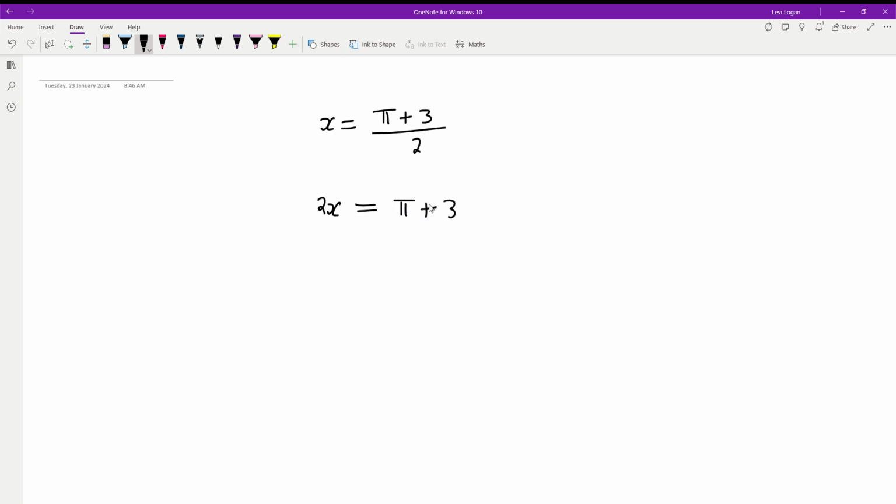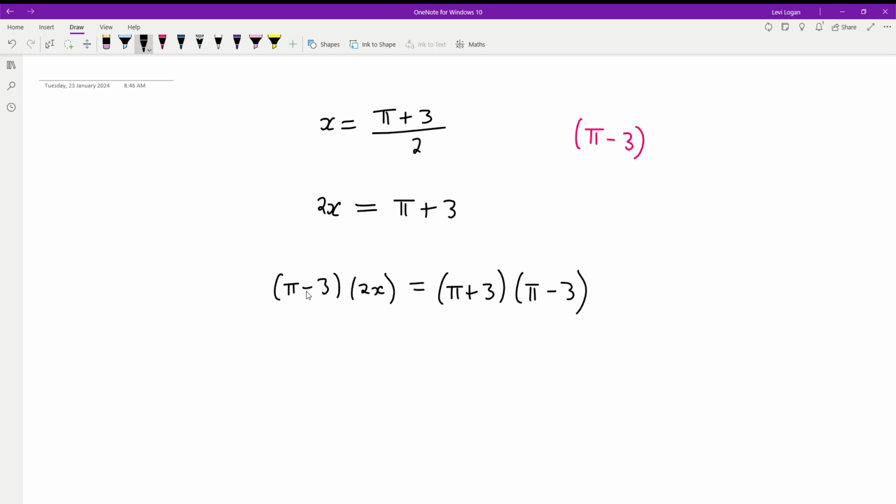Now, what we're going to do next is we're going to multiply both sides by the brackets pi minus 3. Now we can do this because this is just a number, and as long as we do it to both sides, we can apply it, okay? So what we're going to do is have, alright, pi minus 3 times by 2x is equal to pi plus 3 multiplied by pi minus 3, okay?